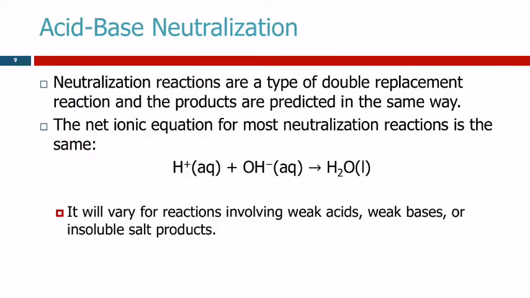Neutralization reactions are a subclass of the double replacement reaction, and so we can predict the products in the same way. I always like it when you can learn one method and it applies to lots of different things. We looked at how to predict products of precipitation reactions. You've got two ionic solutions mixing together, and we just swapped the ions and looked at what we had. We can apply that same idea to neutralization reactions, and we'll look at that in a minute.